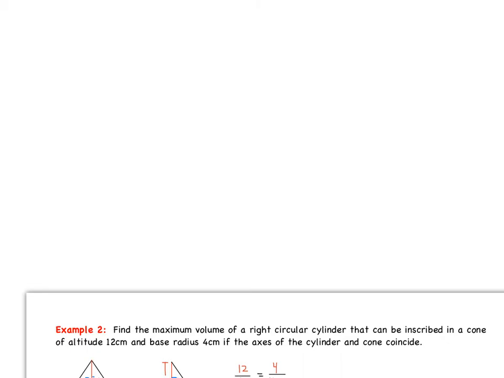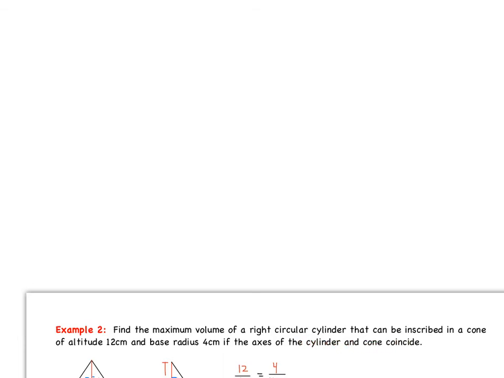Okay, this next one I want you to try on your own and then check your answers afterwards. So the first thing we need to do is find the maximum volume. If I'm asked to find the maximum volume, I know I'm going to need an equation in terms of volume of a right circular cylinder that can be inscribed in a cone of altitude 12 centimeters and a base radius of 4 centimeters if the axes of the cylinder and cone coincide.